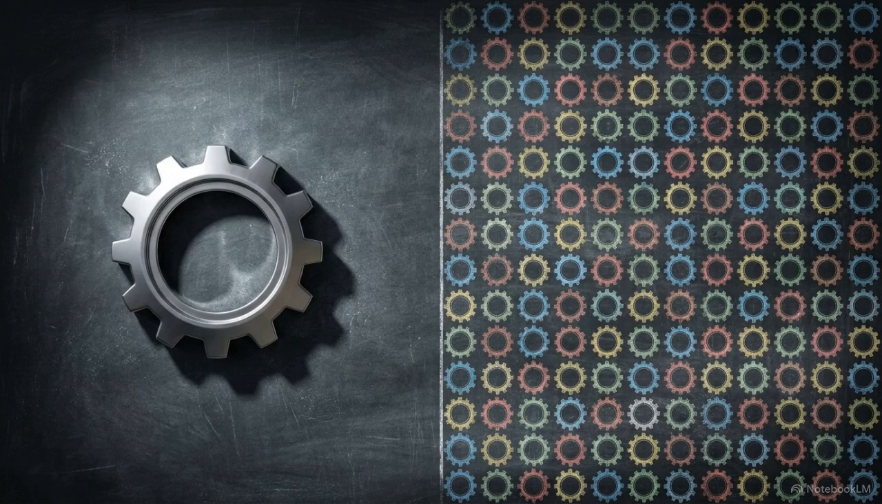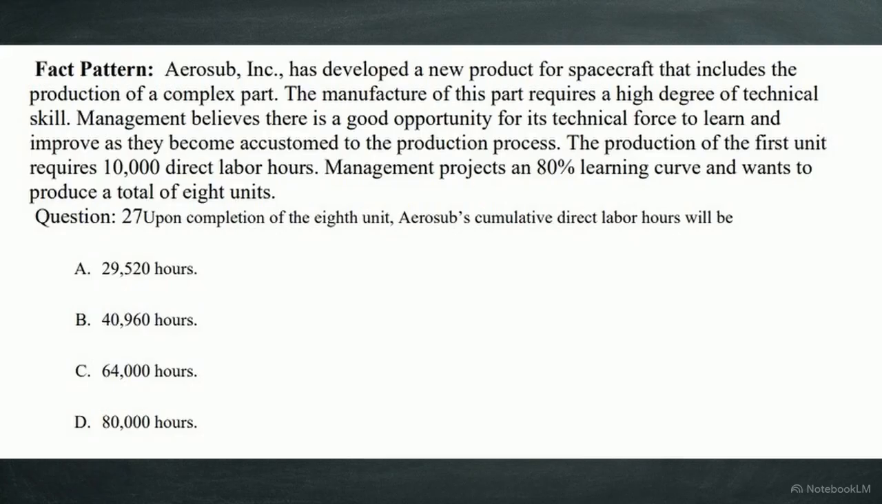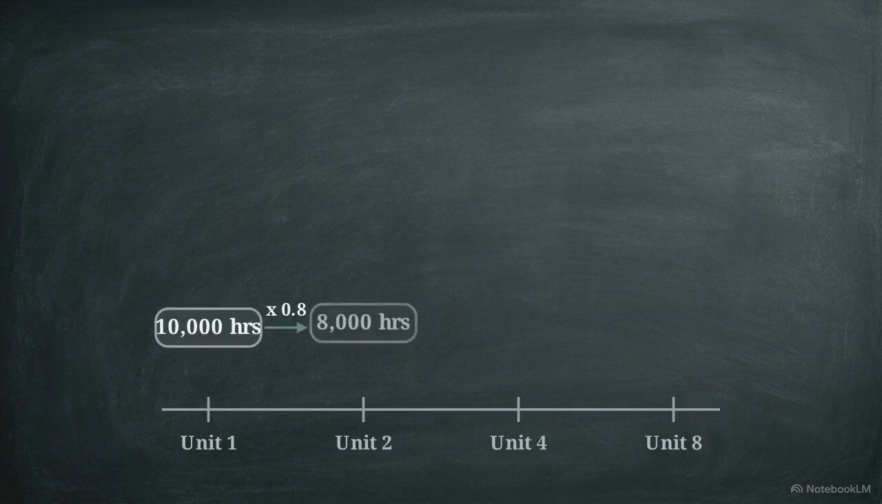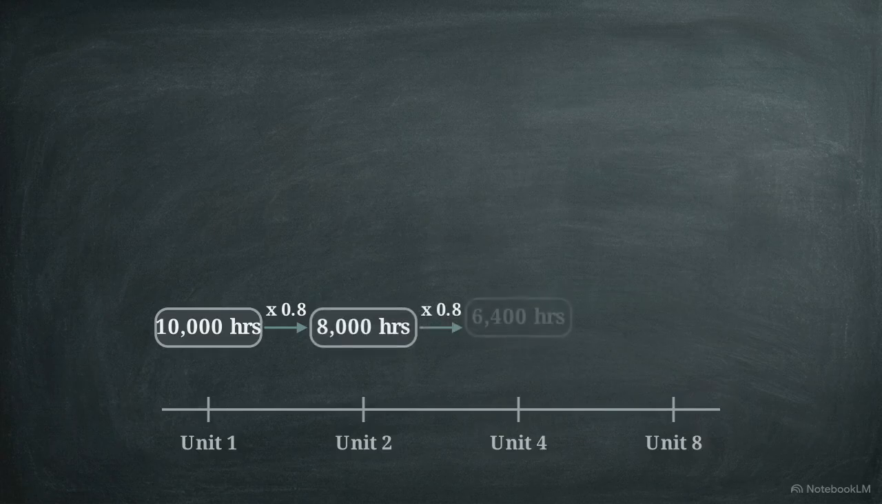Let's test this framework against a real-world scenario. This is the AeroSub fact pattern, a standard assessment for evaluating a spacecraft parts contract. We have 3 inputs: an initial requirement of 10,000 hours, an 80% curve, and a target of 8 units. Our objective is to find the cumulative direct labor hours upon completion. To get there, we must map out the doubling sequence from 1 to 8. We take our 10,000-hour baseline and multiply it by 0.8 to reach Unit 2. We multiply by 0.8 again for Unit 4 and a final 0.8 for Unit 8. 3 geometric steps bring our final cumulative average down to 5,120 hours per unit.